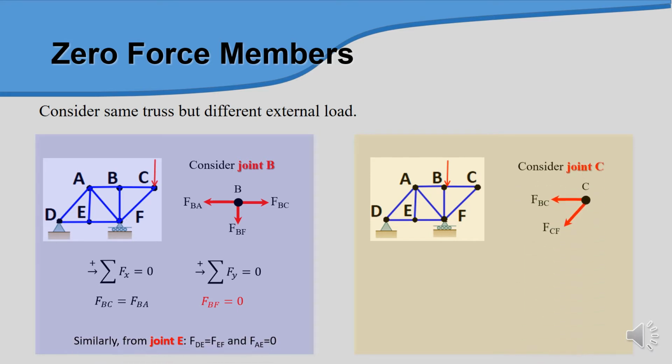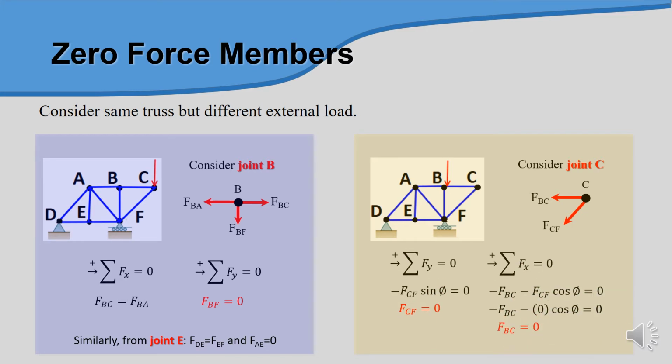Another one, let's consider joint C. We have two forces acting: force FBC to the left, and we have FCF. So finally, we have FCF is equal to 0, and for the x-axis, we have FBC is equal to 0. At this position of point C, both forces are equal to 0. So that means we call these two forces zero force members.